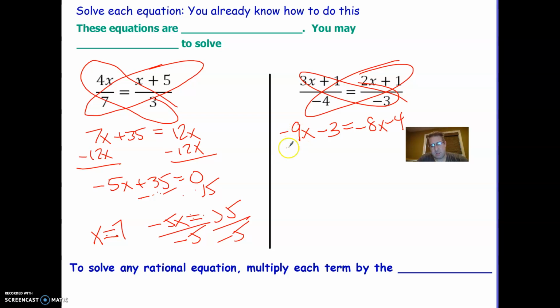So cross multiply here. You're going to get negative 9x minus 3 equals negative 8x minus 4. With variables on both sides, I typically like to move the one that's smaller. So negative 9x is smaller, so I'm going to move it over to here. So I get x minus 4 equals negative 3, add 4 to both sides, and you've got x equals 1.